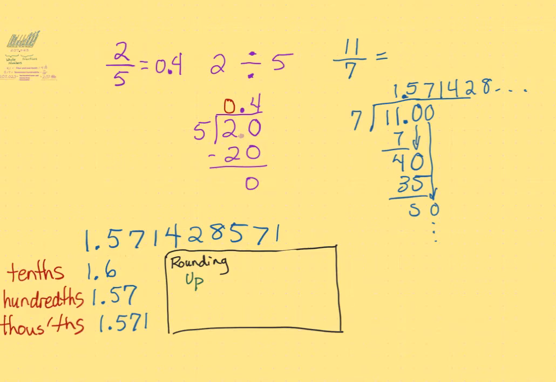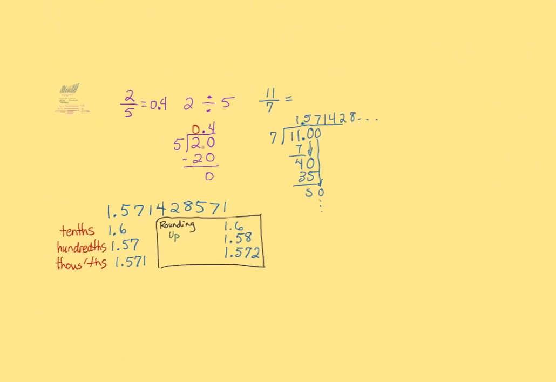Okay, for this specific number, though, if you are always rounding up, for the tenths, 1 and 57 hundredths would become 1 and 6 tenths. 1 and 571 thousandths would become 1 and 58 hundredths. And 1 and 5,714 ten thousandths would become 1 and 572 thousandths.